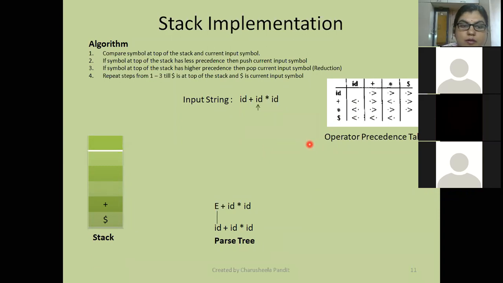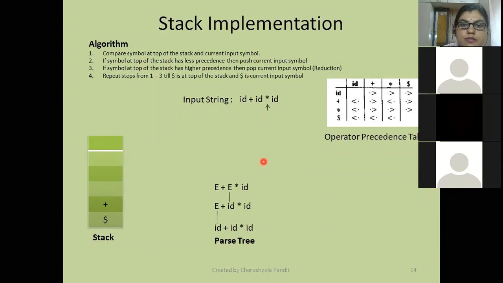We have plus and ID, right? So plus is having less precedence. If it is less, then we are pushing, right? So we'll push the ID. Now ID and asterisk. ID is having more precedence. So what will we do? Pop. And pop is what? Reduction. Right.